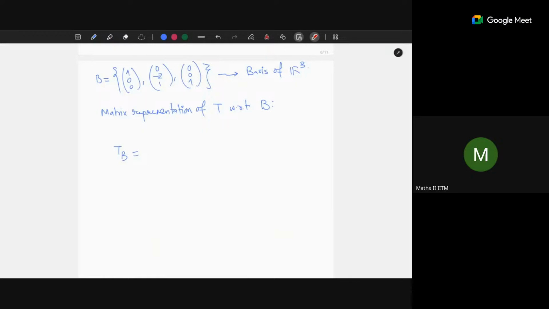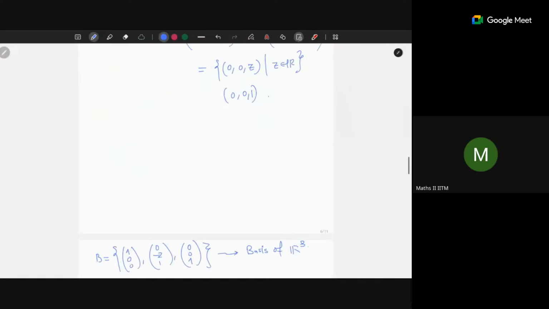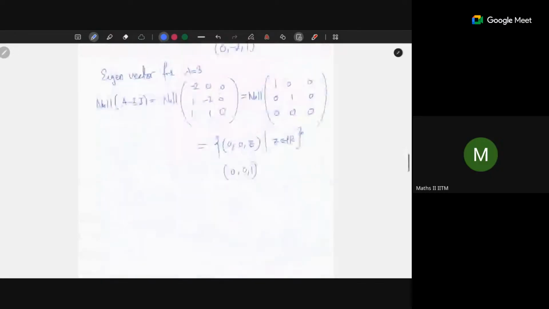All right. So now we need to find the matrix representation with respect to this new basis. We already have one representation, so let me write that down in the middle. What was that? 1, 0, 0.